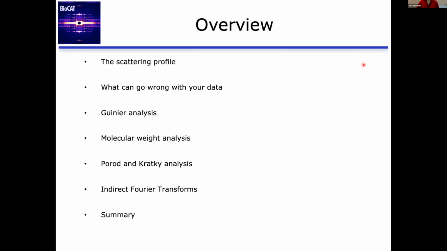So this is a long talk. I wanted to provide you with a breakdown of the things that we're going to talk about. I'm going to start by going back over the scattering profile, talk about what it is, how we generate it, why it's important. Then I'll talk about the various things that can go wrong with your data set and how those manifest in the scattering profile. And then I'll talk about 4 different analysis techniques: the Guinier analysis, molecular weight analysis, Porod and Kratky analysis, and indirect Fourier transforms. I'll talk about what kind of information those give you, how you do those, and also how problems in your data set will manifest in these different forms of analysis. And we'll wrap everything up.